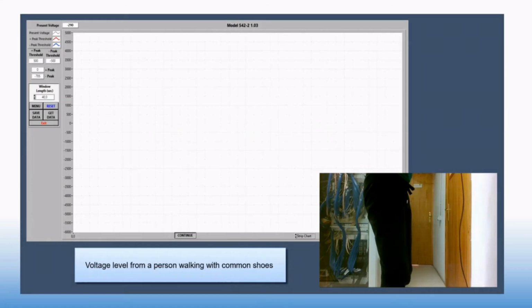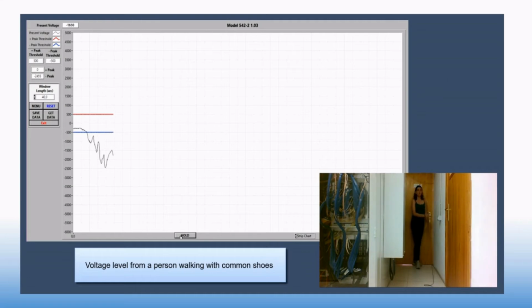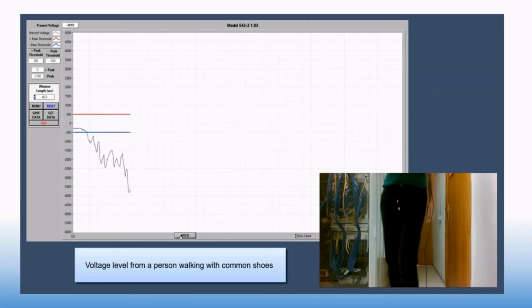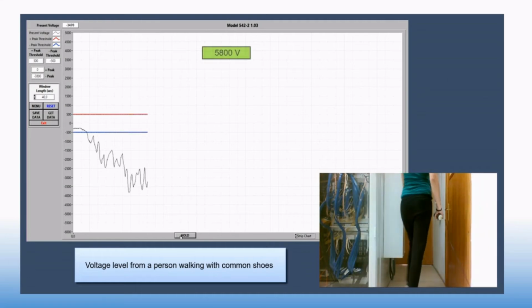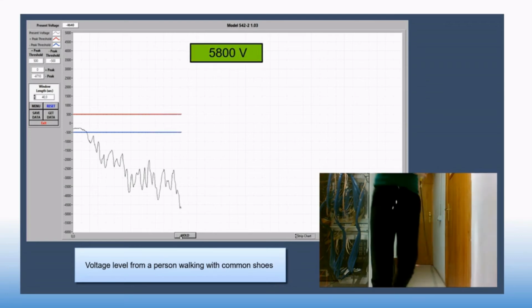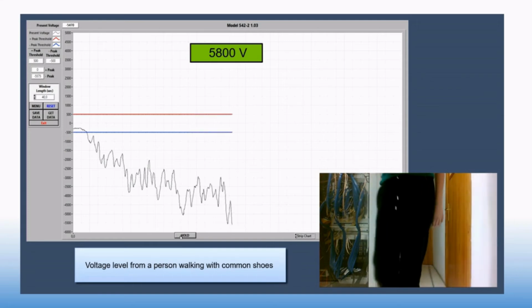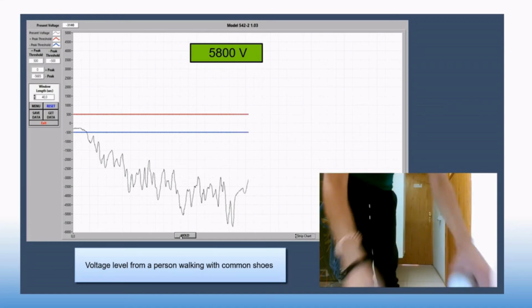So what about measurements? In this video, we can see the voltage from a person walking with common shoes in place B. The procedure is as simple as holding the probe with one hand and walking. The maximum voltage obtained in this case is 5.8 kilovolts, as we can see in this picture.